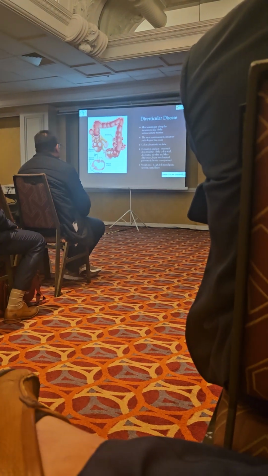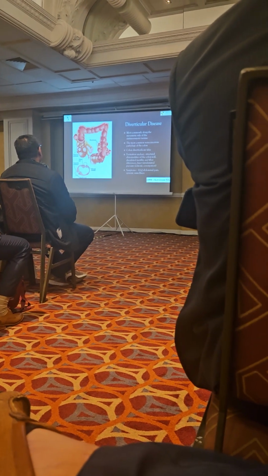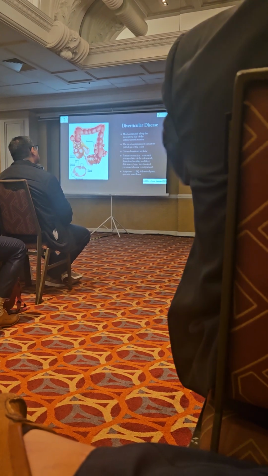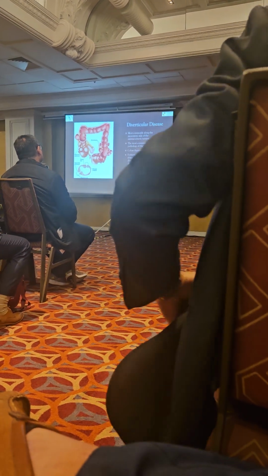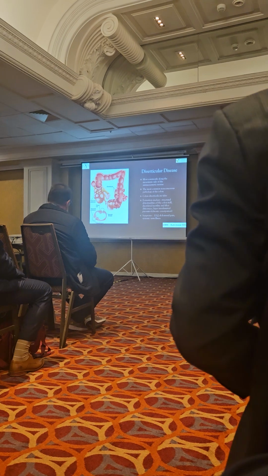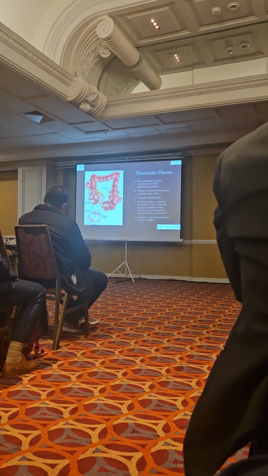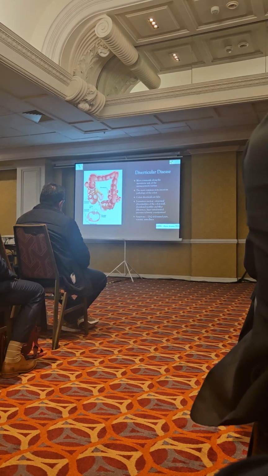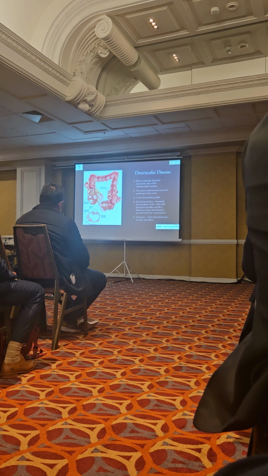Most commonly along the mesenteric side of the mesenteric teniae. The most common known cancerous pathology of the colon. Colon diverticula are false because they only contain mucosal and muscularis mucosae layers. And the formation is still unclear.